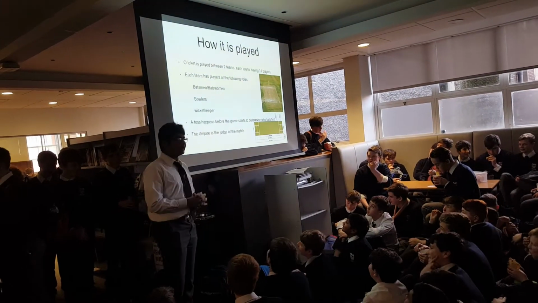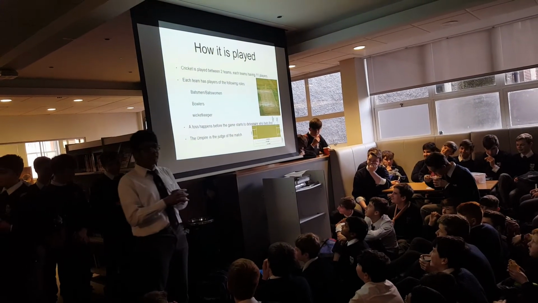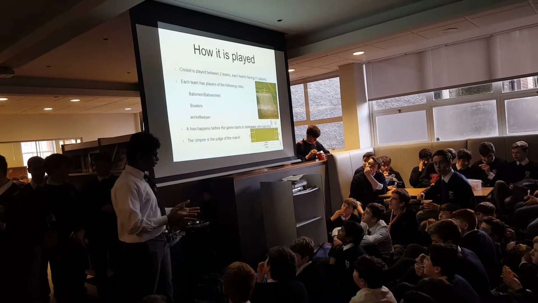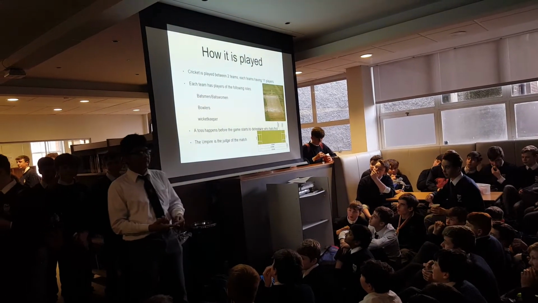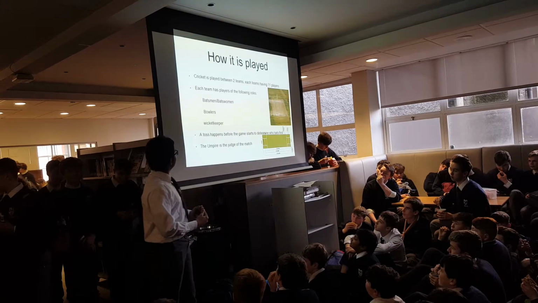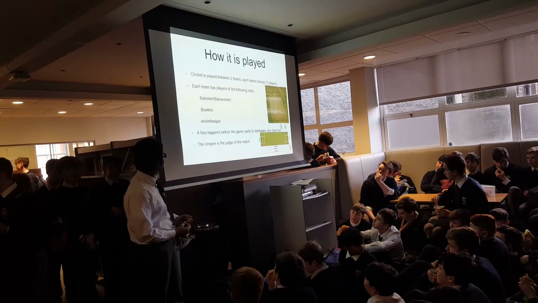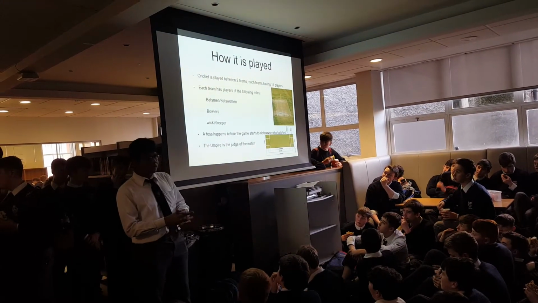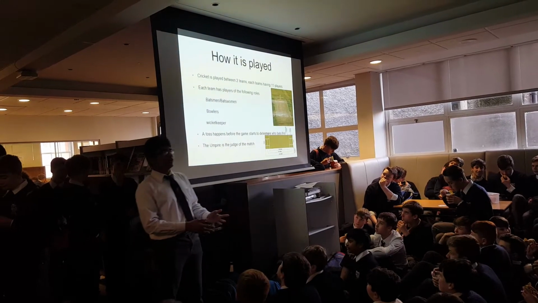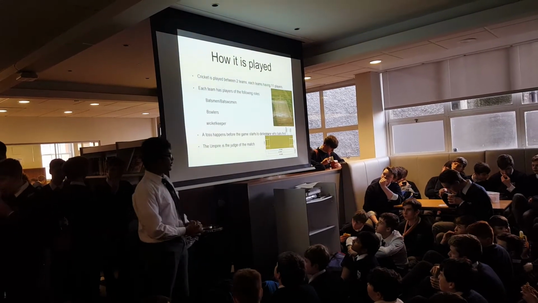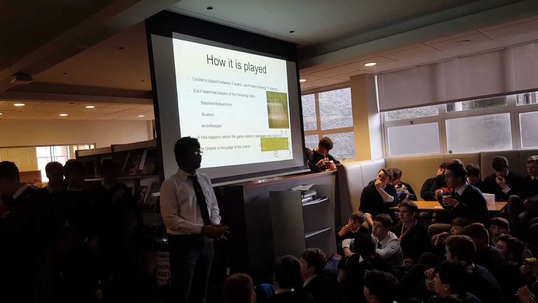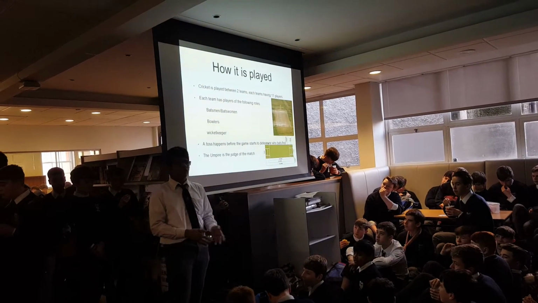Cricket is played between two teams having 11 players each, with the following roles: batsmen and women, bowlers, and the wicket keeper. The toss also determines who gets to bat or bowl first, and the umpire is in fact the judge of the actual match.